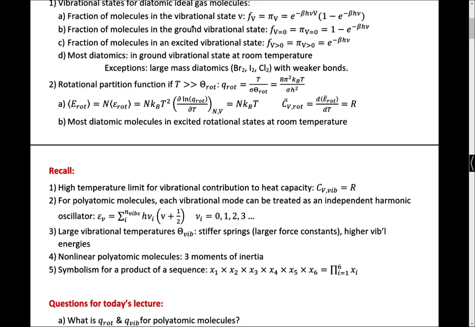Just another reminder, this vibrational temperature is directly related to the fundamental frequency, and we know that for the harmonic oscillator, the fundamental frequency is related to the force constant or the spring constant. So if I have a stiff spring, that means that it's going to be harder to excite it, right? That in turn means that I'm going to have a higher vibrational frequency and correspondingly a higher vibrational temperature, right? And when I have loose springs, I have the opposite impact.